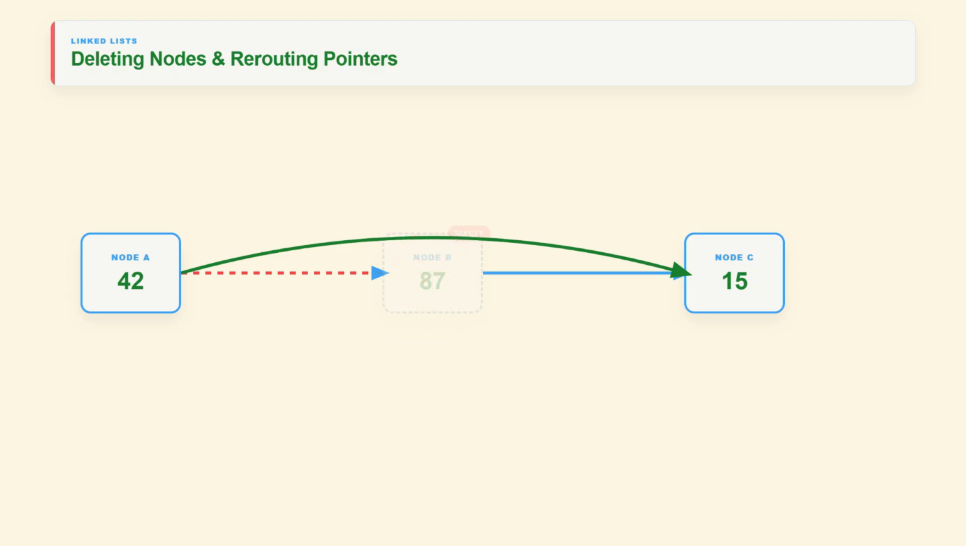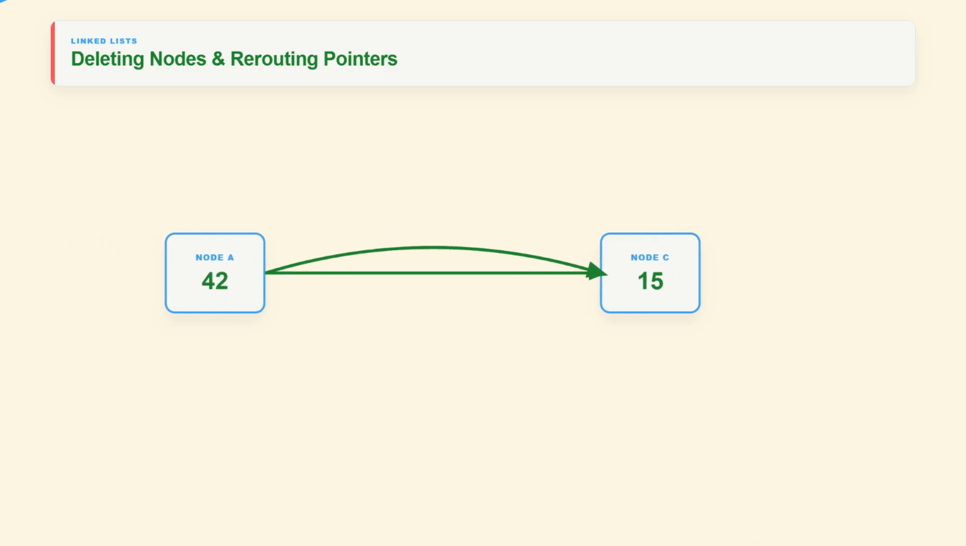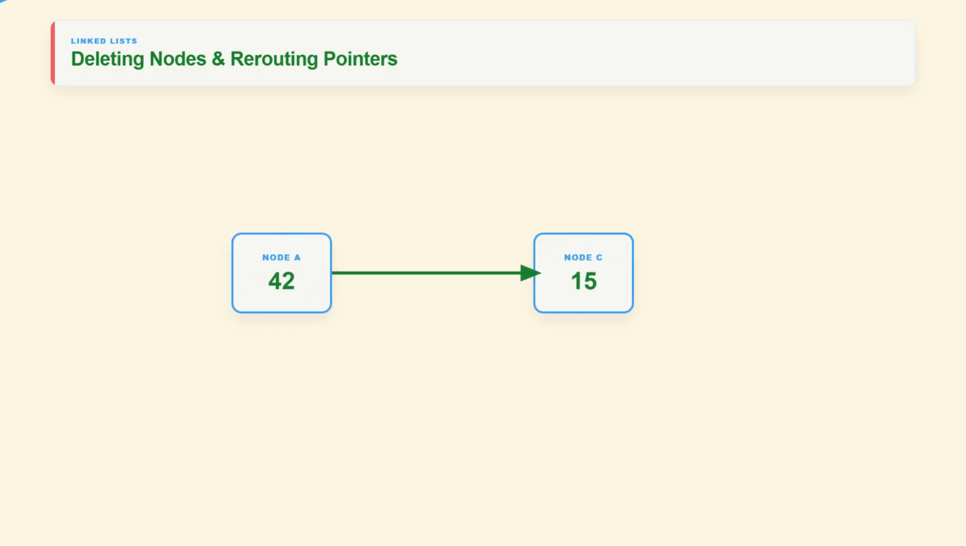Once this adjustment is made, no active pointers in your program reference the old node. It is effectively cut out of the sequence. The computer system handles the rest, identifying the isolated node as unused and safely reclaiming that memory through garbage collection, leaving your remaining chain flawlessly intact.